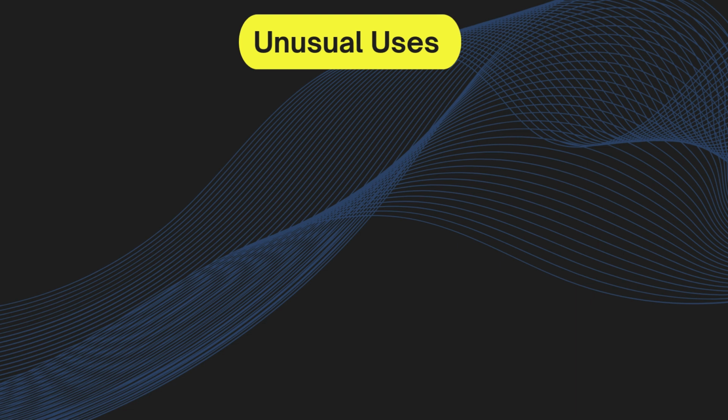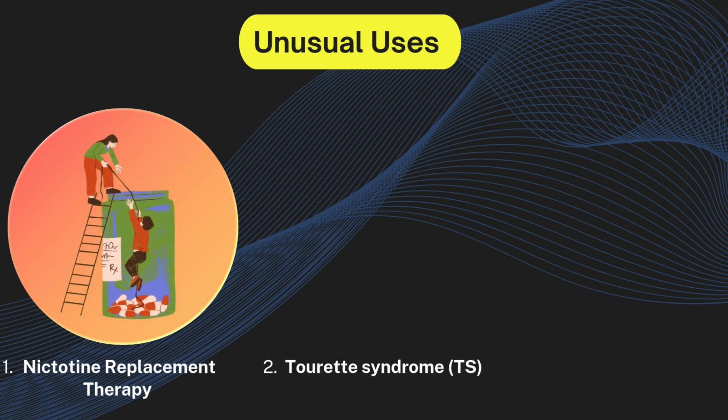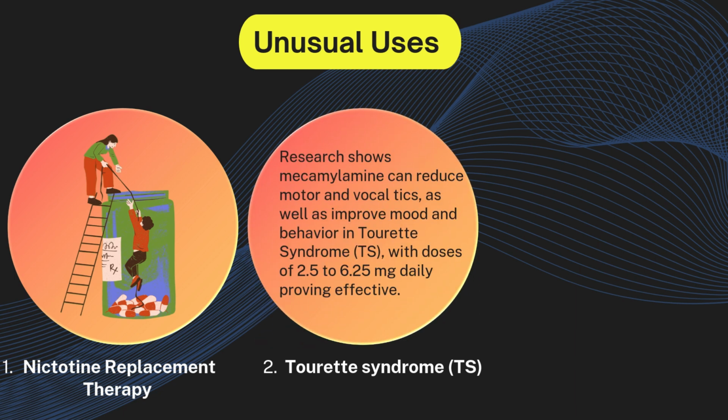The first one is nicotine replacement therapy. Mecamylamine blocks nicotinic acetylcholine receptors, reducing dopamine production and preventing the pleasurable effects of nicotine, aiding in smoking cessation. The second one is Tourette syndrome, TS. Research shows mecamylamine can reduce motor and vocal tics, as well as improve mood and behavior in Tourette syndrome, TS, with doses of 2.5 to 6.25 milligrams daily proving effective.